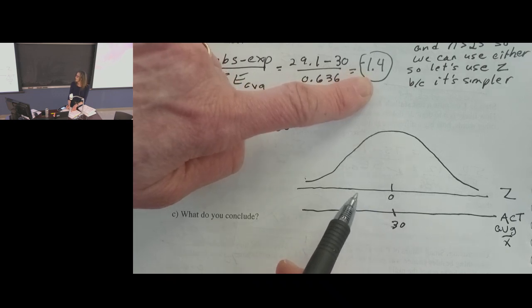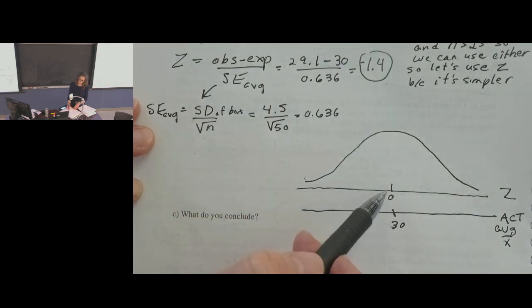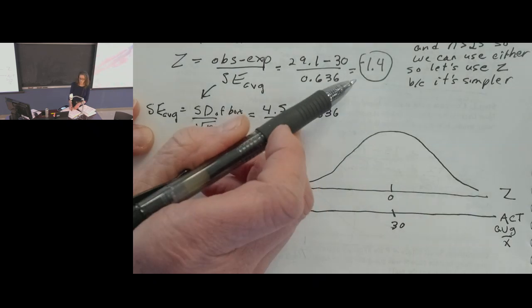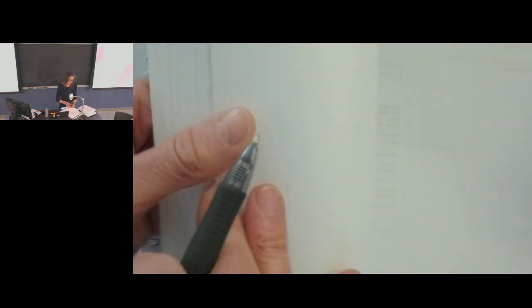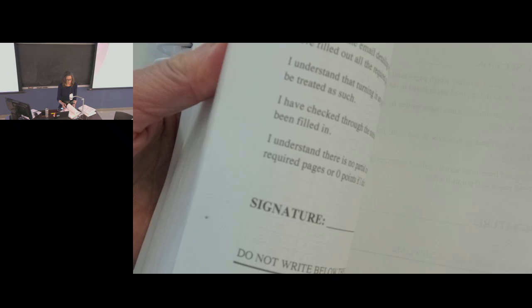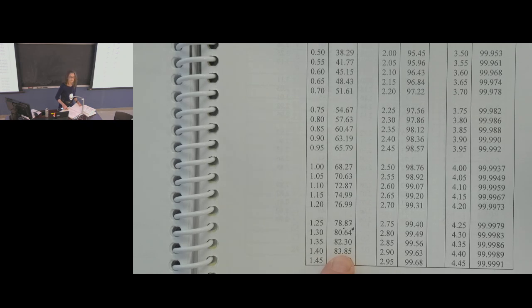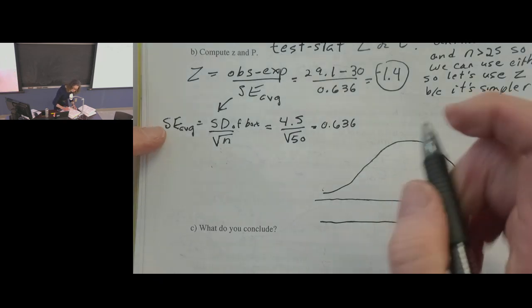So we're going to look up to see how unusual, how far out that is. So let's look up the middle area for that. And that's what you'll have on your exam. You'll have a table. And let's look at that. And 1.4 is right here. So let's just round that 83.85 to 84. And so that's 84% in the middle.